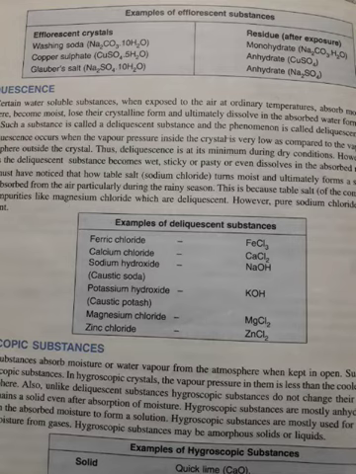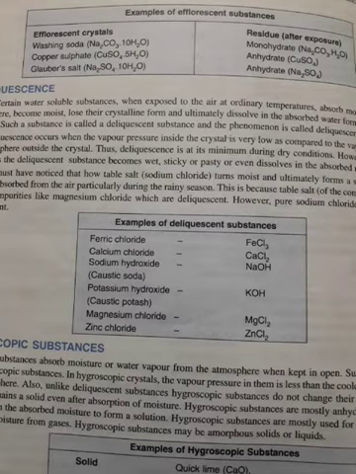Small packets of silica gel are kept in leather bags, leather shoes, etc. Ferric chloride and zinc chloride are kept in airtight containers. So all these observations are due to certain phenomena that we are going to discuss today. So let's start.